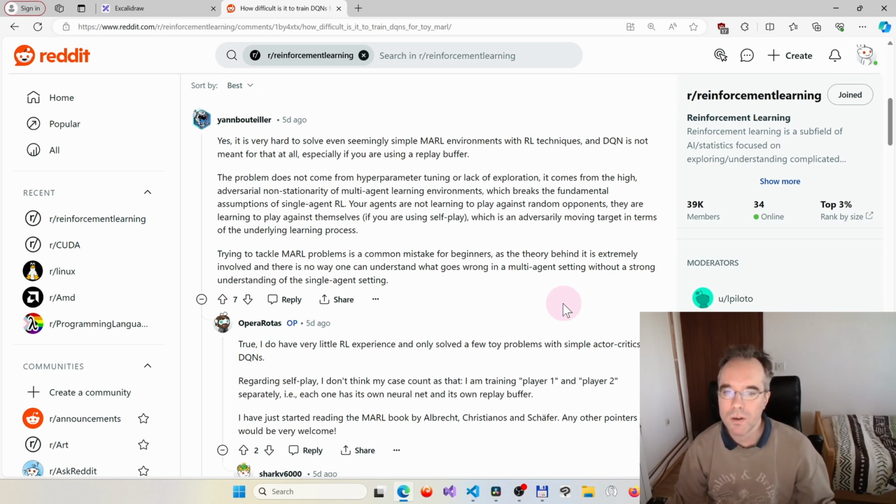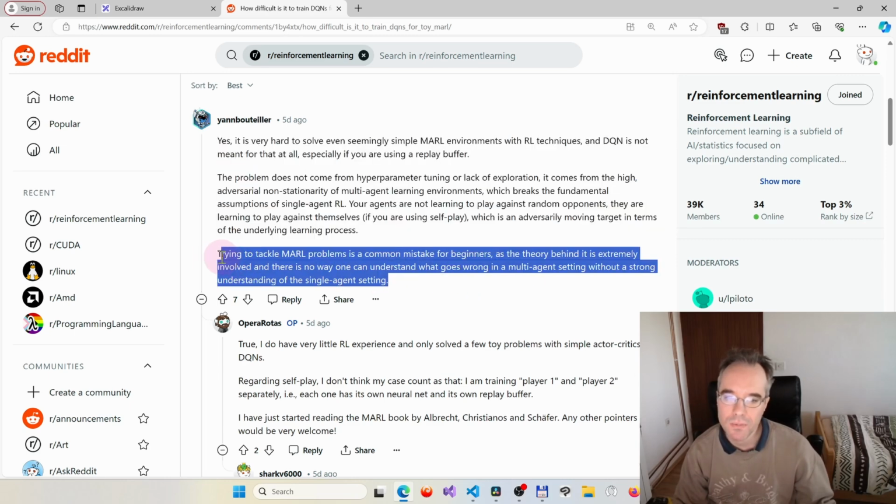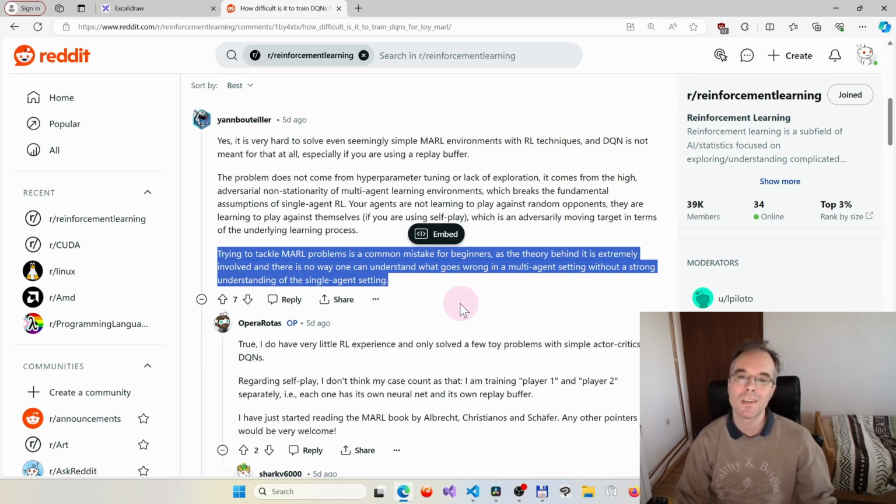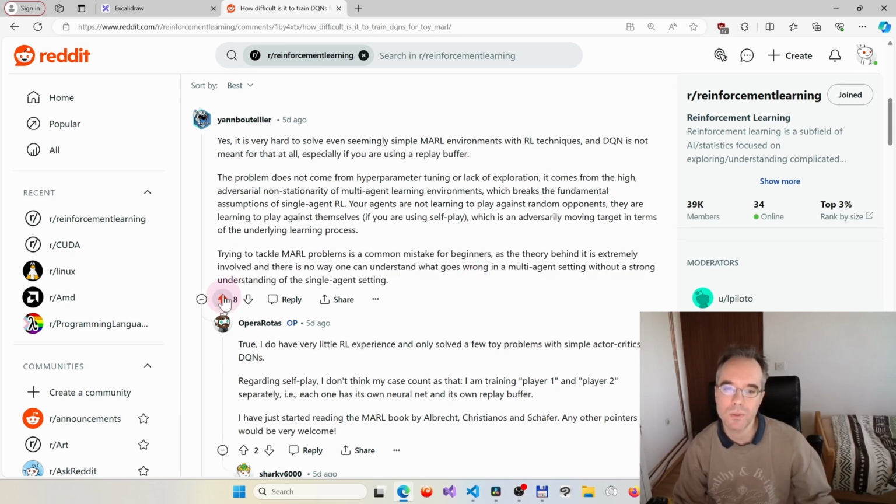Trying to tackle MARL problems is a common mistake for beginners, as the theory behind it is extremely involved, and there is no way one can understand what goes wrong in a multi-agent setting without a strong understanding of the single-agent setting. I think this last part is bullshit, because the problem is that the algorithms are bad, not that the guy doesn't understand what the problem is. Not because the guy doesn't understand the single agent setting. And we basically know what we need to do in order to make the multi-agent setting work based on tabular CFR.